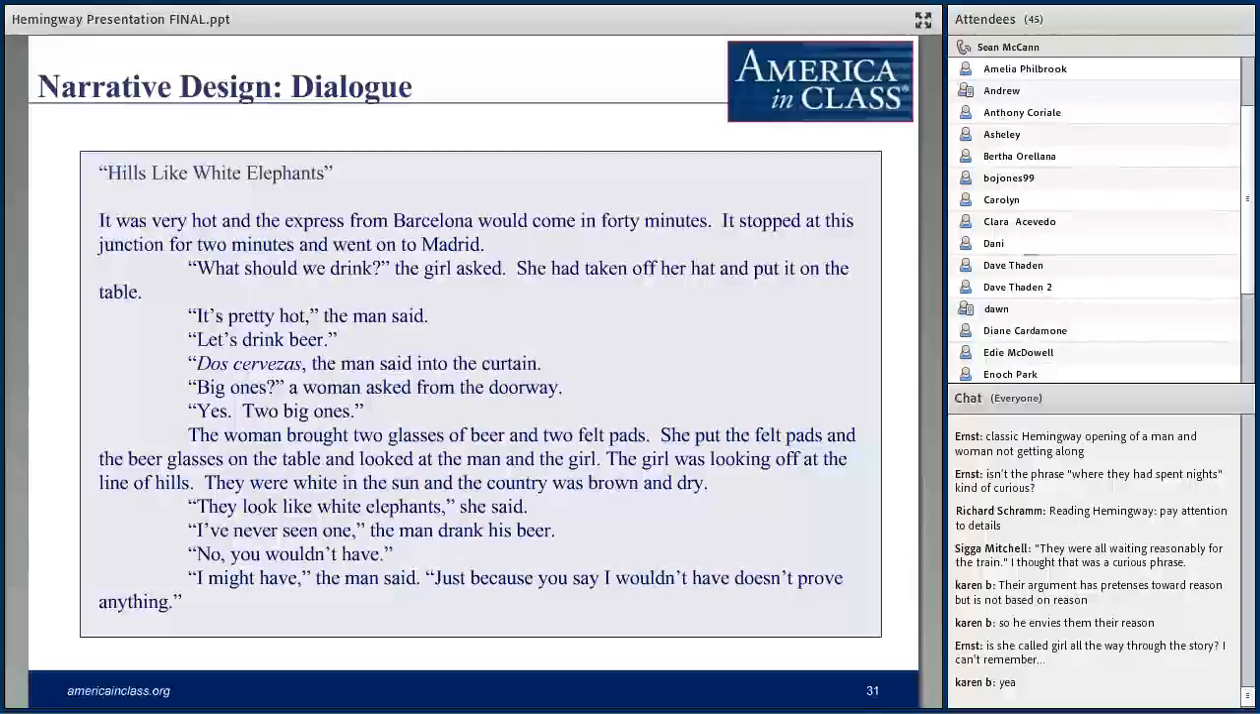Going back to our other question, what do we know about these people? It seems that one of the tensions may be that the guy thinks that the girl feels that she is superior to him. They look like white elephants. I've never seen one. No, you wouldn't have. Well, I might have, the man said. Just because you say I wouldn't have doesn't prove anything. He seems to be perhaps striving for a little sophistication, which refers me back to the way he orders the beer. He uses Spanish, and the woman responds in English.